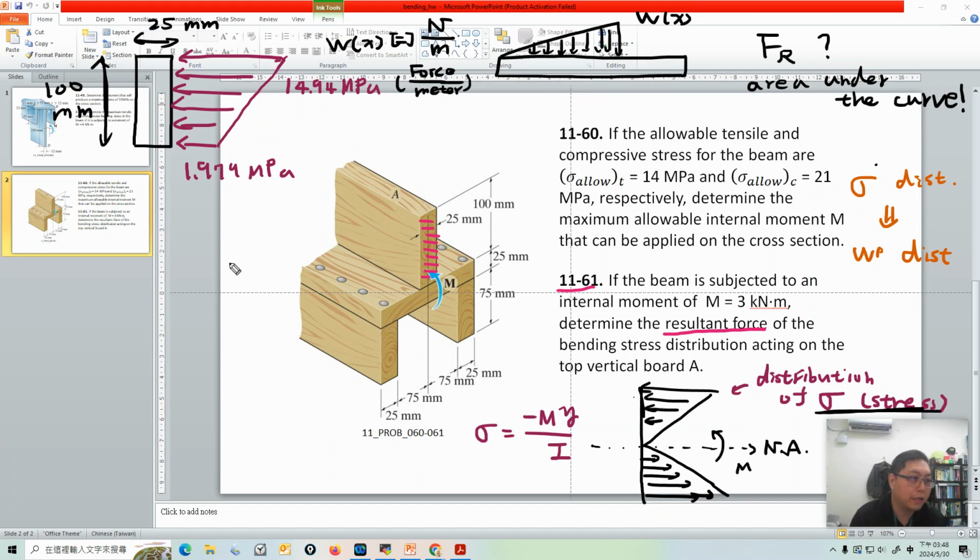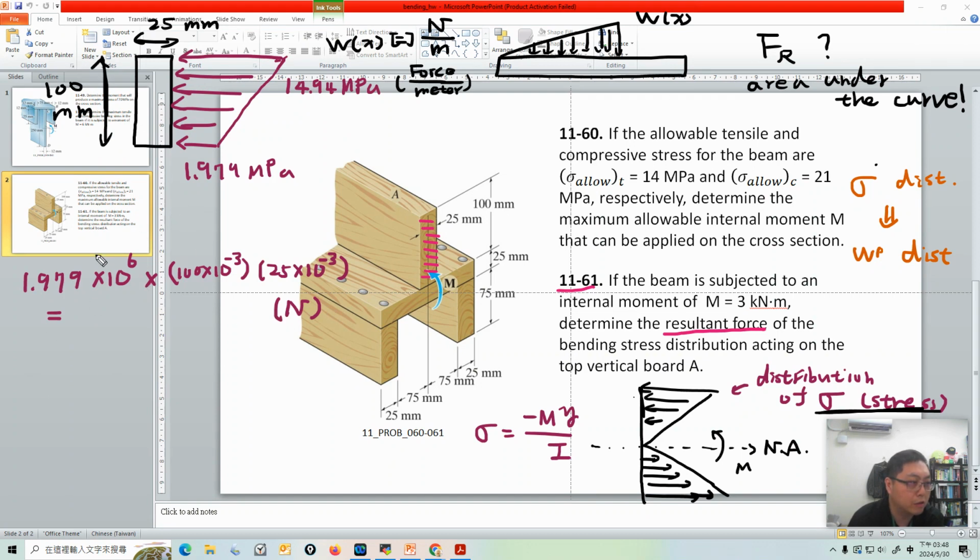At the very beginning, this is a bending stress. For the stress, we multiply by the area to become a force. What's the area? It's 100 times 10 to the power minus 3 by 25 times 10 to the power minus 3, and you will have the force, in Newtons.